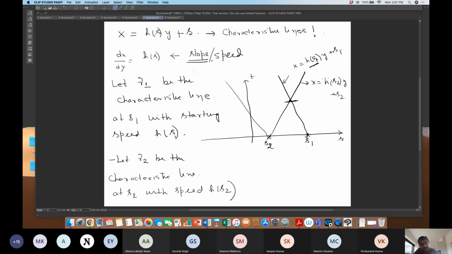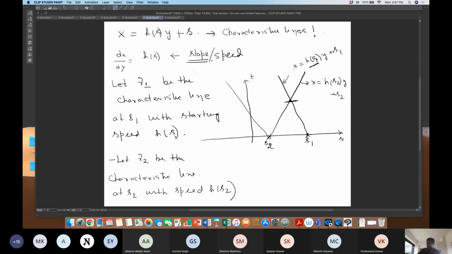What is the characteristic line passing through s1? What is the equation of a straight line whose slope is h(s1)? What is that line? It is the characteristic line starting at s1 with a slope of h of s1. So this is the equation, right? Am I right? Yes, sir. h of s1 into y plus s1. Okay, absolutely correct.